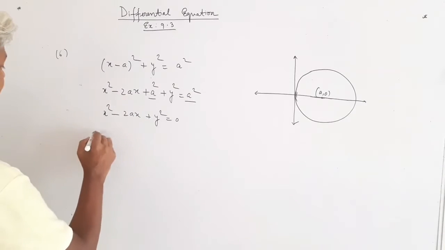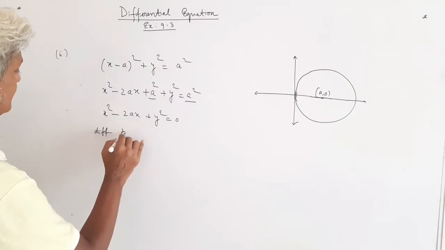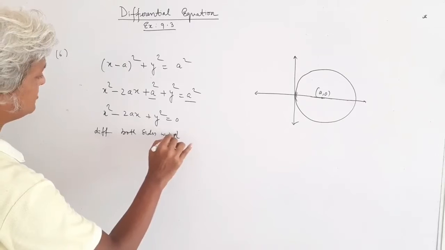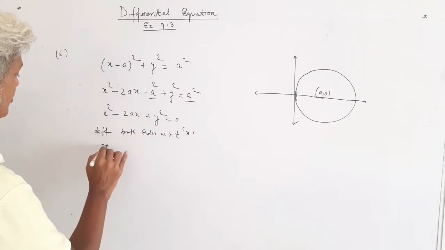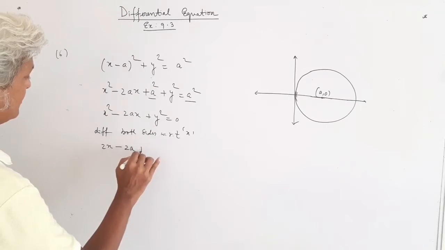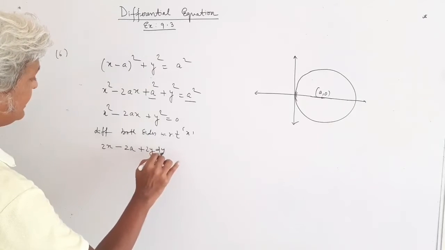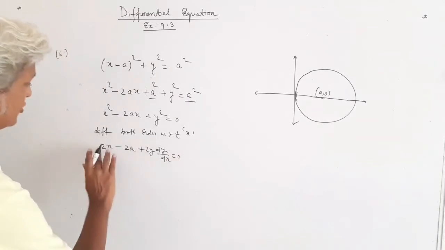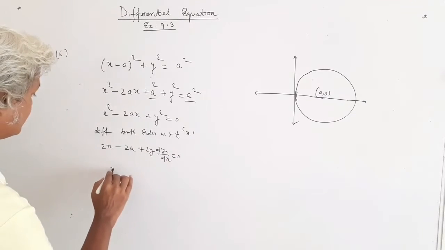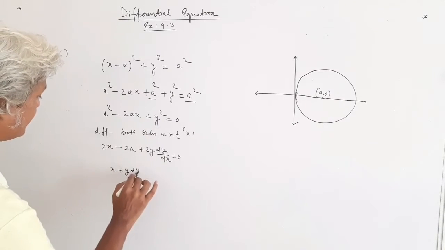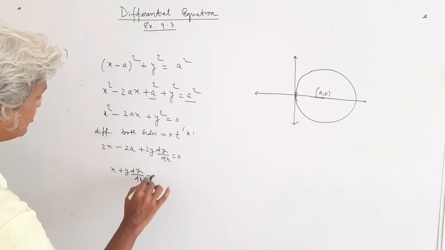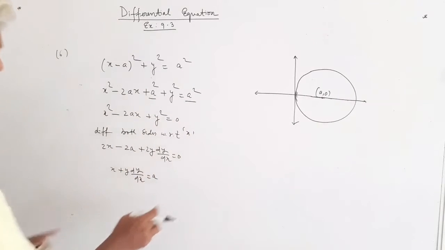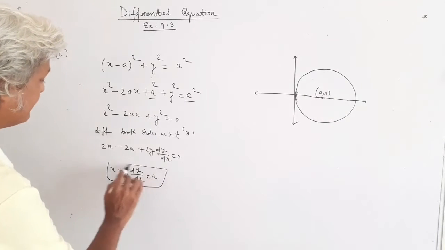Differentiating both sides with respect to x, so 2x − 2a + 2y dy/dx = 0. Then I take this 2 common, and so this becomes x + y dy/dx = a. So I have taken 2 common, at the same time I took this term on this side, so I get x + y dy/dx = a.